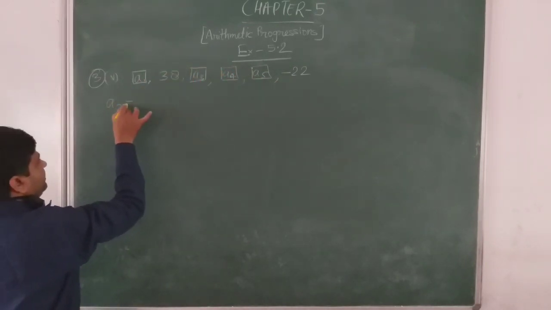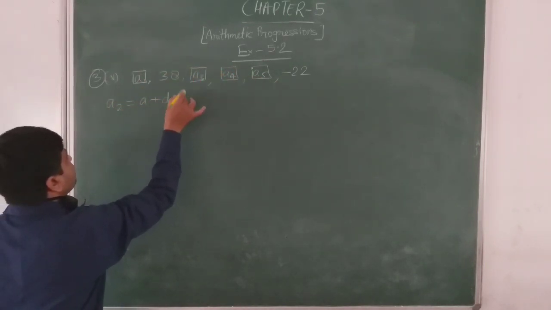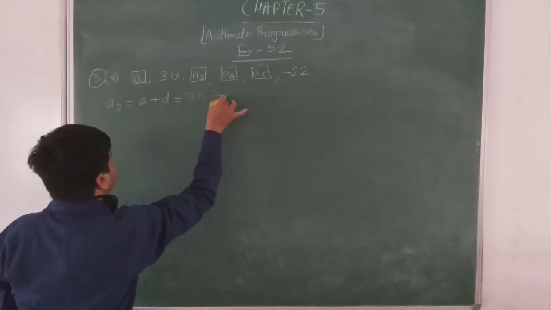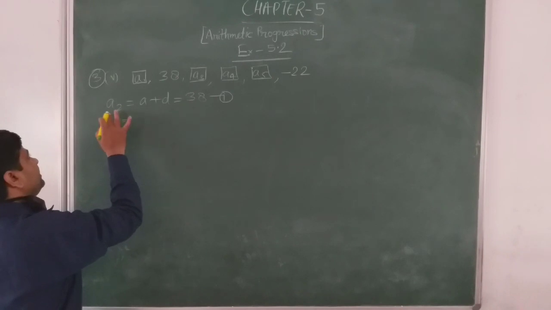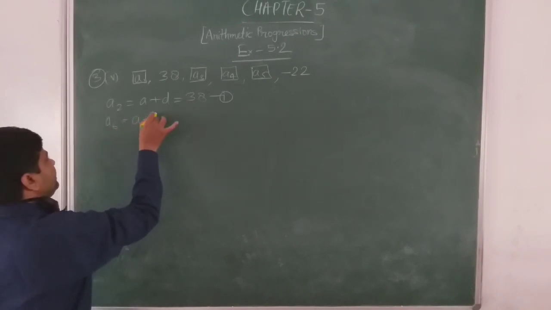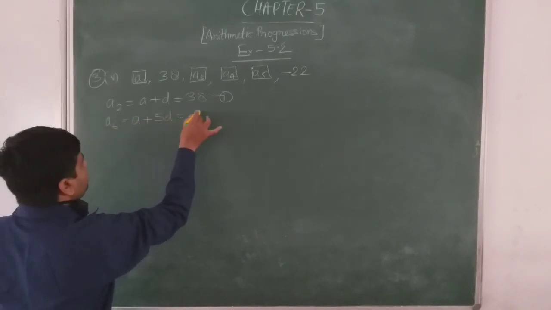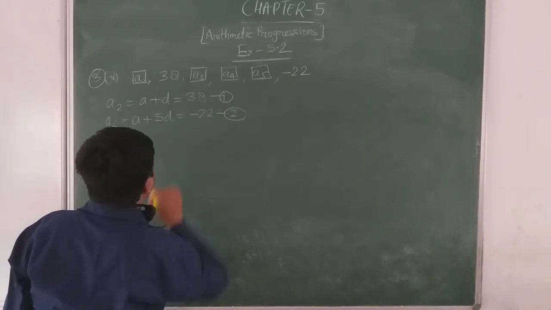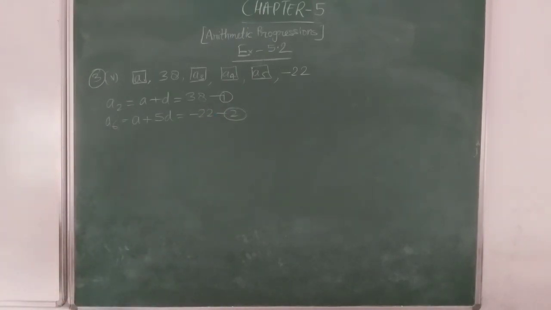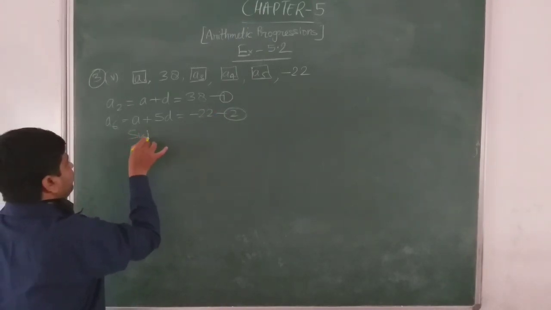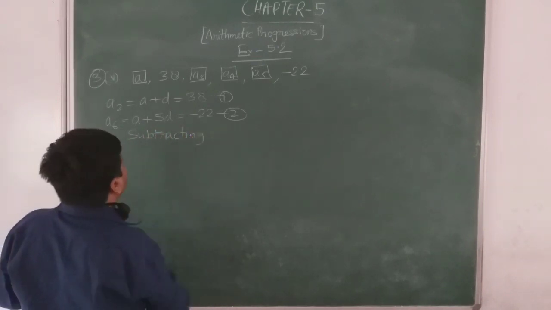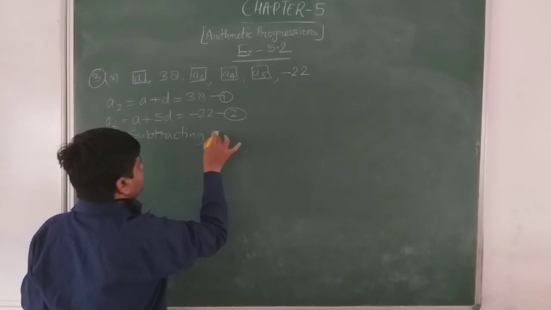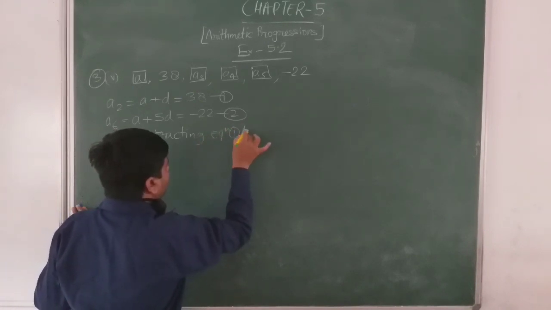So first A2 that is a plus d and this value is given 38. For this we assume equation 1. Last term, sixth term given hai, A6 that will be a plus 6 minus 1 d, that is 5d, and its value is given -22, equation 2. Now we have to solve these equations. So subtracting equation 1 from 2.